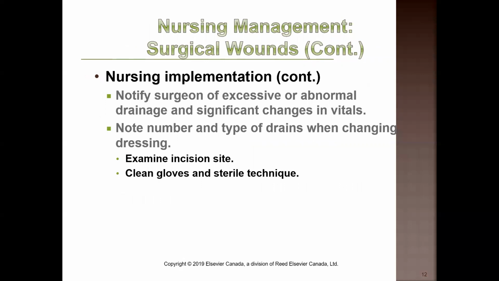So thinking about surgical wounds, what we want to do is monitor our patient pristinely. If we see excessive or abnormal drainage, so I see purulent drainage, or I see more drainage than I would expect from a site or from a tube or a drain, then I want to make sure that the surgeon is aware, because it is the surgeon's responsibility to assess for that, and we need to respond rapidly so that a patient does not become septic from that wound infection.